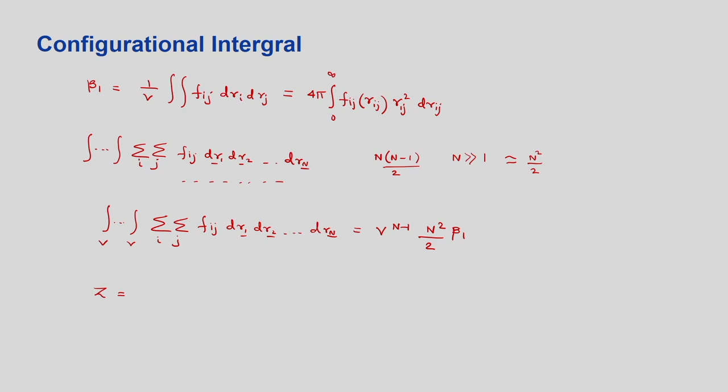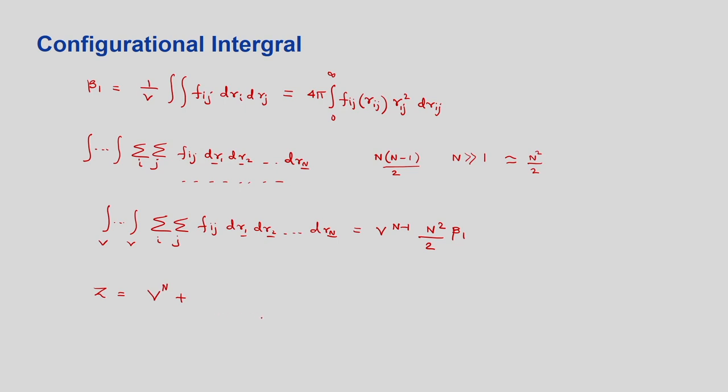So for the first two sums, if you recollect from the previous lecture, Z will be a function of N, V, T. So it will be V^N, then the mixed terms, the Fij terms. How many Fij terms will there be? There will be N squared by 2 Fij terms. So it will be multiplied by V^(N-1) and by the irreducible integral beta 1.